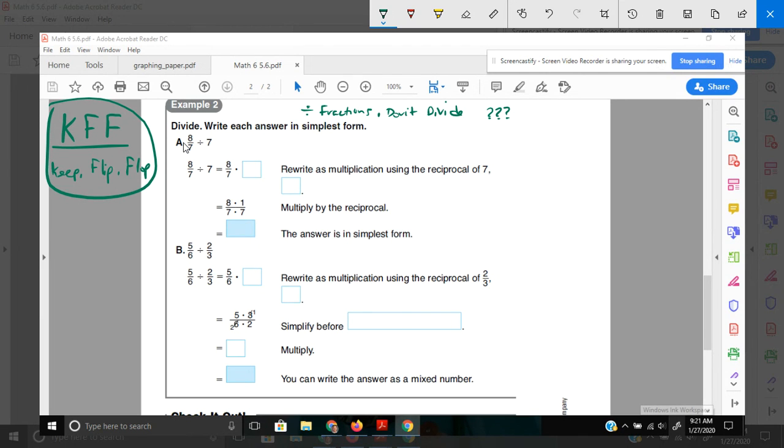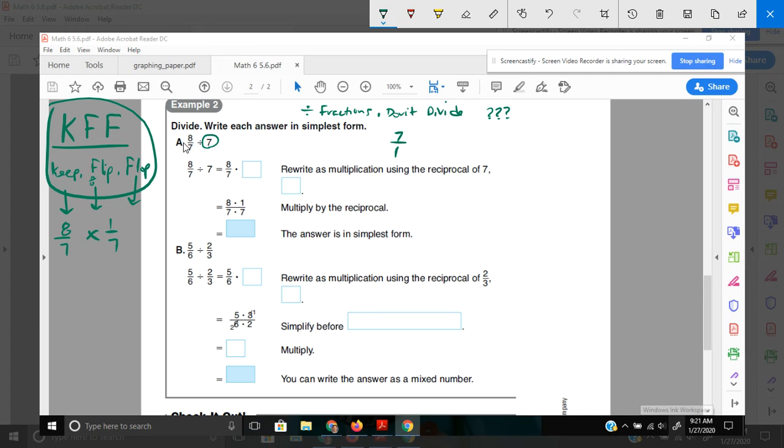That means keep your first fraction the same. All right, so my first fraction is 8/7. Flip my division. So flip division into multiplication. Again, when you divide fractions, you actually don't divide. And flop the second number to its reciprocal. All right, the reciprocal of 7, well, 7 over 1 is the same as 7. And the reciprocal of that would be 1/7.